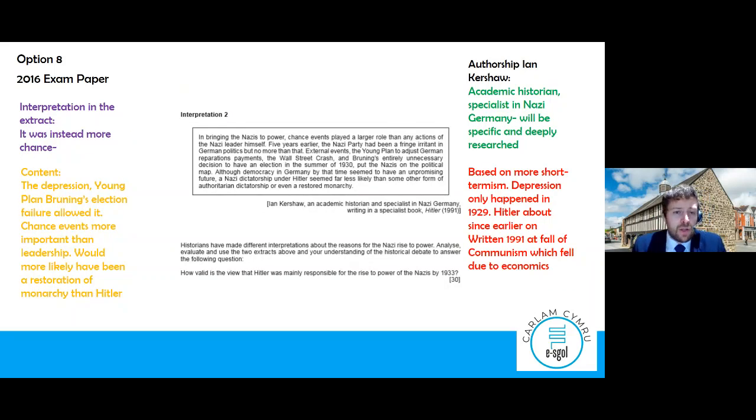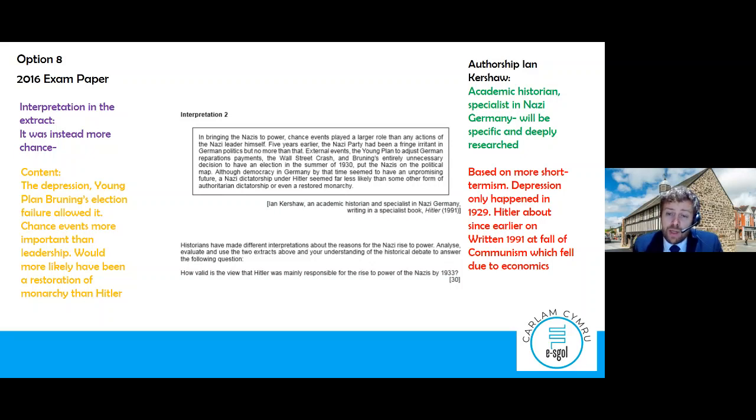On the other hand, then, if we look at Ian Kershaw, right, Interpretation 2, Ian Kershaw, an academic historian and specialist in Nazi Germany, writing in a specialist book called Hitler, published in 1991. What else can we say? Well, he is an academic historian, again, so same positive as before, but he is a specialist in Nazi Germany. He is a specialist in this time period, and that's going to make it more valid. So it will be specific and it will be deeply researched. He will have looked at vast ranges of sources.